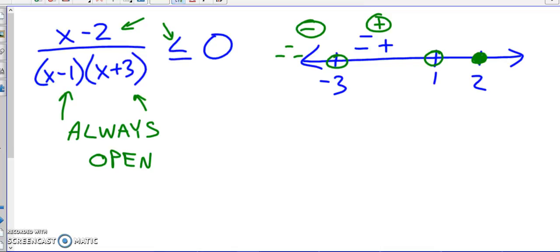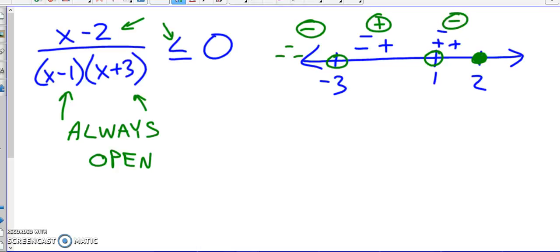Now let's pick a point from in here. Say 1.5. 1.5 minus 2 is negative. 1.5 minus 1 is positive. 1.5 plus 3 is positive. Overall result there would be negative.